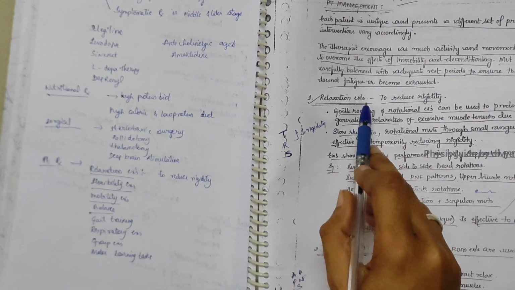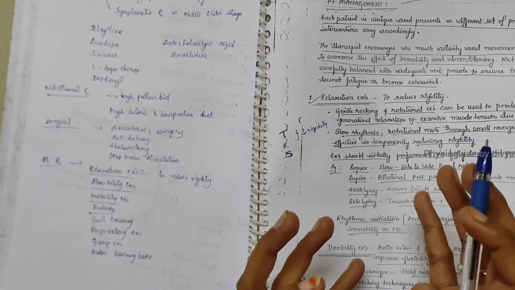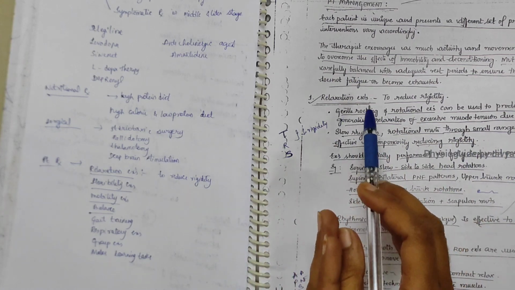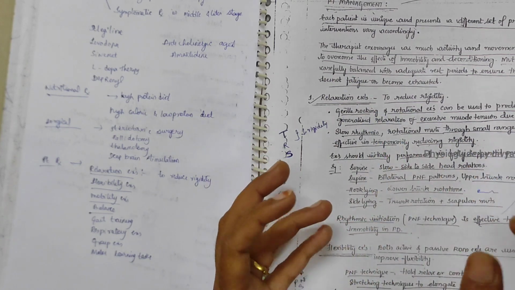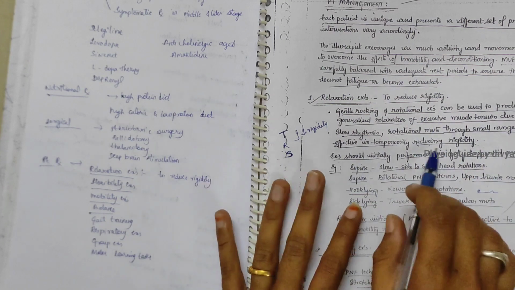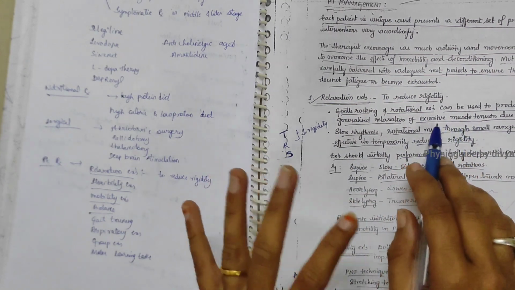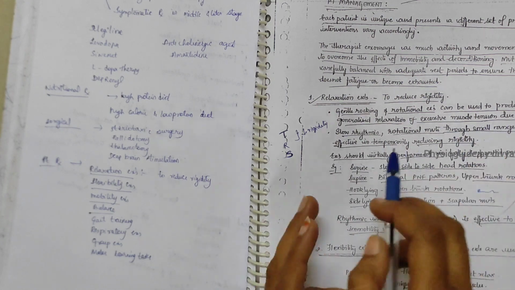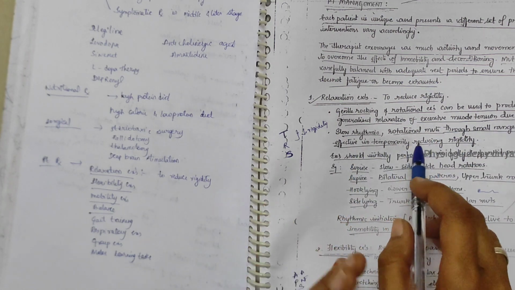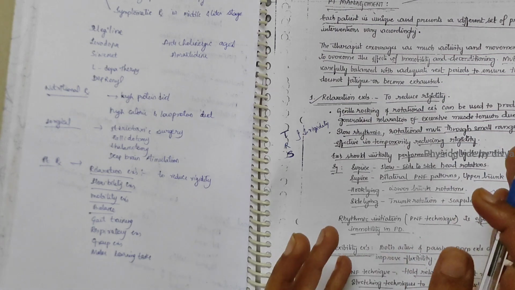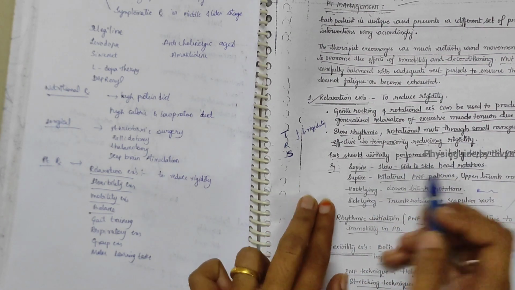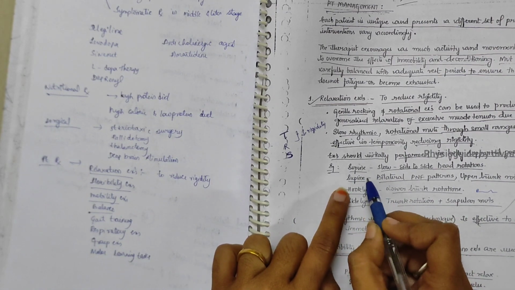First of all, relaxation exercise. To decrease the rigidity and stiffness, firstly we need to give relaxation exercise. Gentle rocking and rotational exercises can be used for relaxation of excessive muscle tension. These slow rhythmic rotational exercises should initially be done in fully supported positions, like supine.